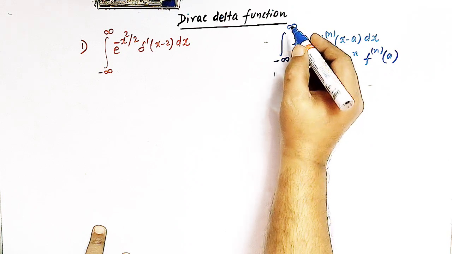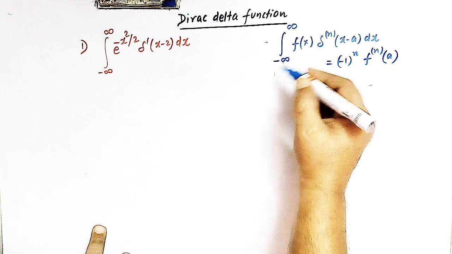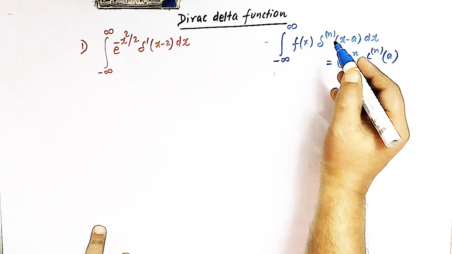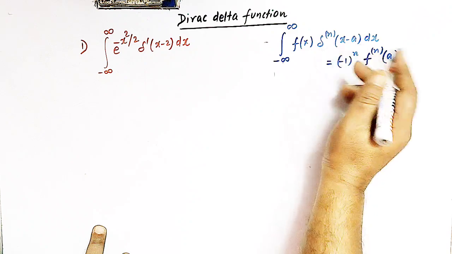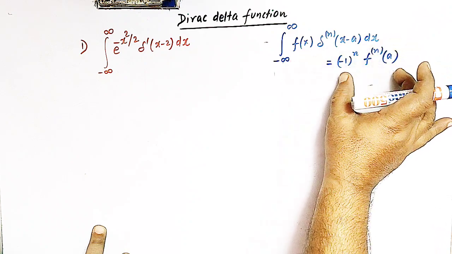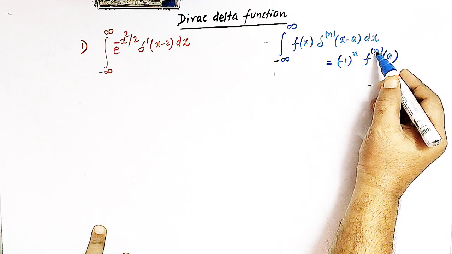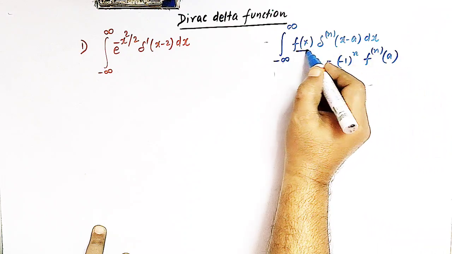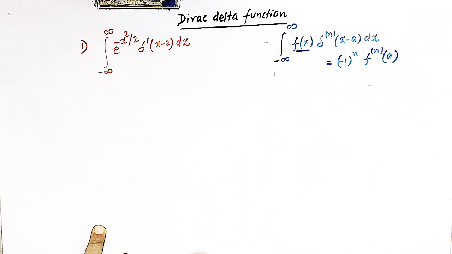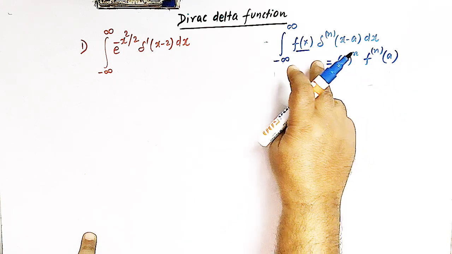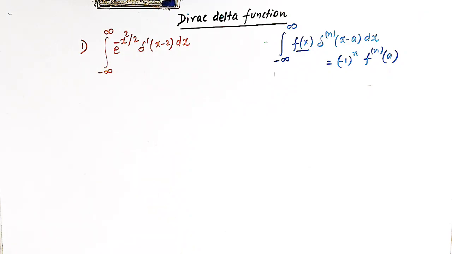So here we have minus infinity to infinity, and we have a function f of x associated with the delta function, and here we have the nth derivative of the delta function. So the value of this integral is equal to minus 1 raised to n, and here the nth derivative of this function f of x evaluated at this point, that is x is equal to a. So we'll see how we can apply this property to this integral.